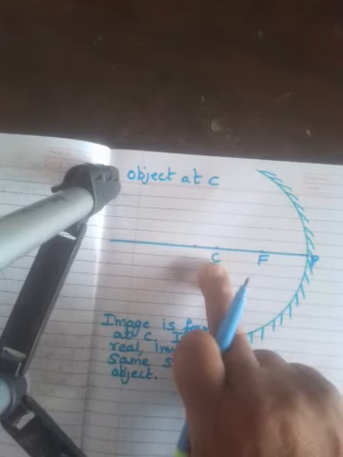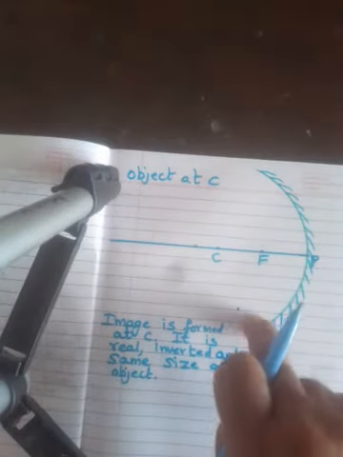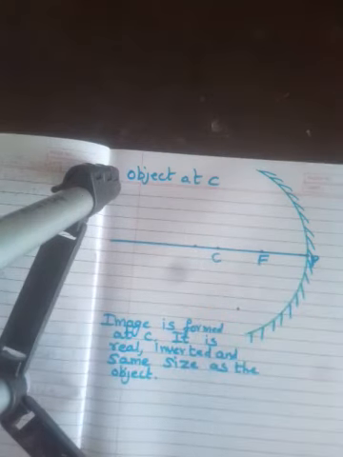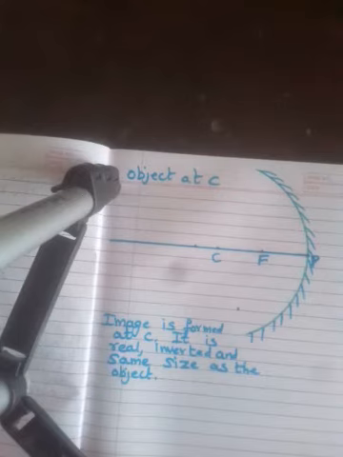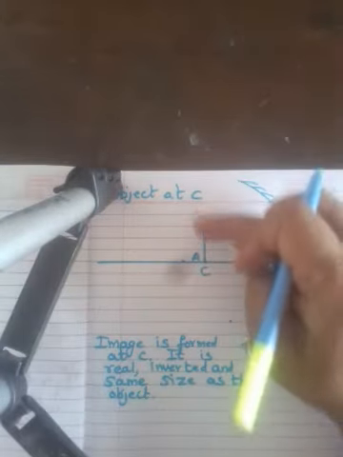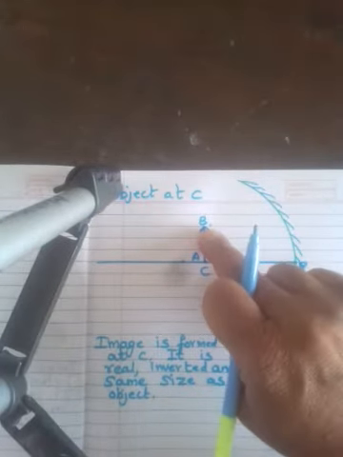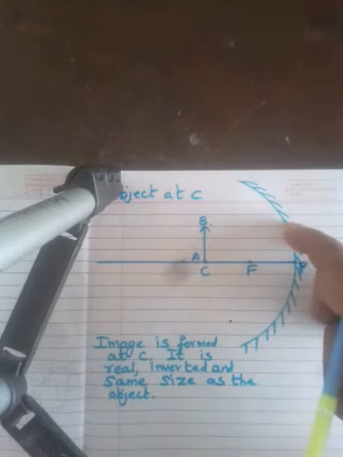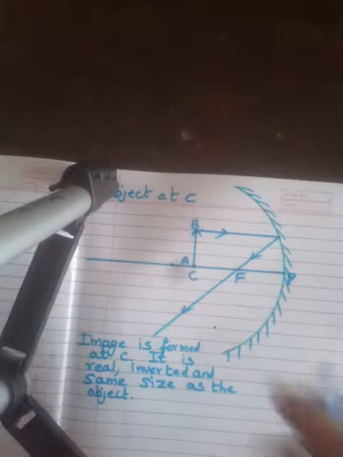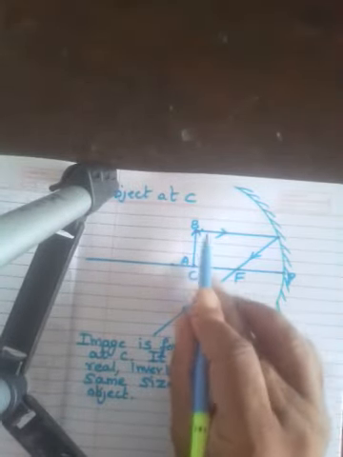So this is the center of curvature, that is the center of this circular curve, and the midpoint of C and P is the focus F. Now I will draw one object at C. I have marked it as AB, and one ray of light from B you take parallel to the principal axis, which will get reflected through the focus.